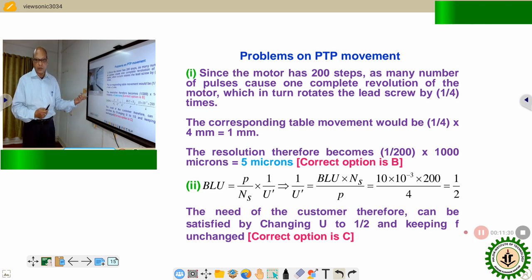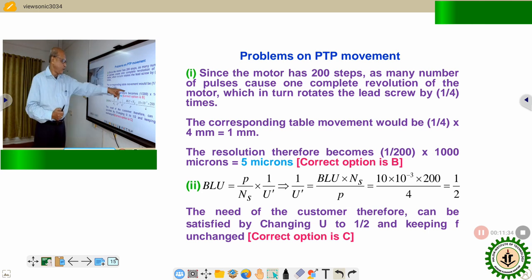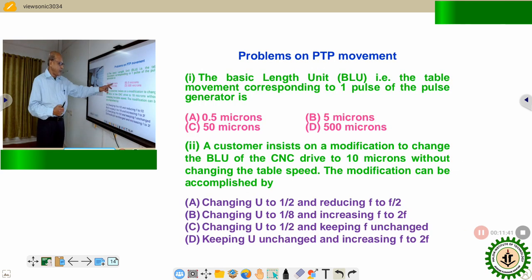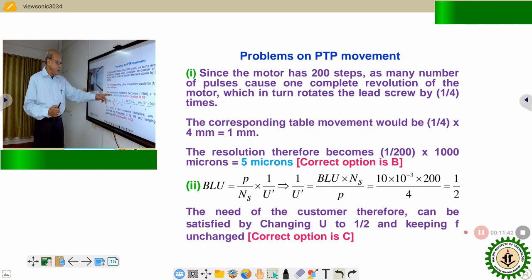So what will be the resolution? For one step or one pulse, it will be 1/200. Mind that it is expressed in micron. All the options are given in microns. So that is why I have to multiply it by 1000 so as to convert millimeter into micron. So that yields 5 microns. So the correct option will be B.